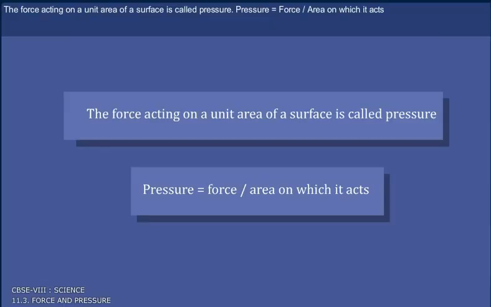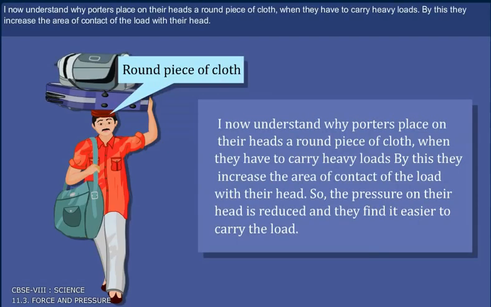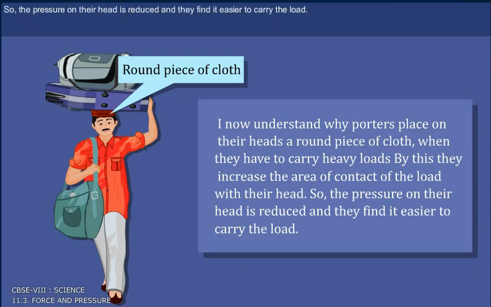The force acting on a unit area of a surface is called pressure. Pressure is equal to force upon area on which it acts. I now understand why porters place on their heads a round piece of cloth when they have to carry heavy loads. By this, they increase the area of contact of the load with their head. So, the pressure on their head is reduced and they find it easier to carry the load.